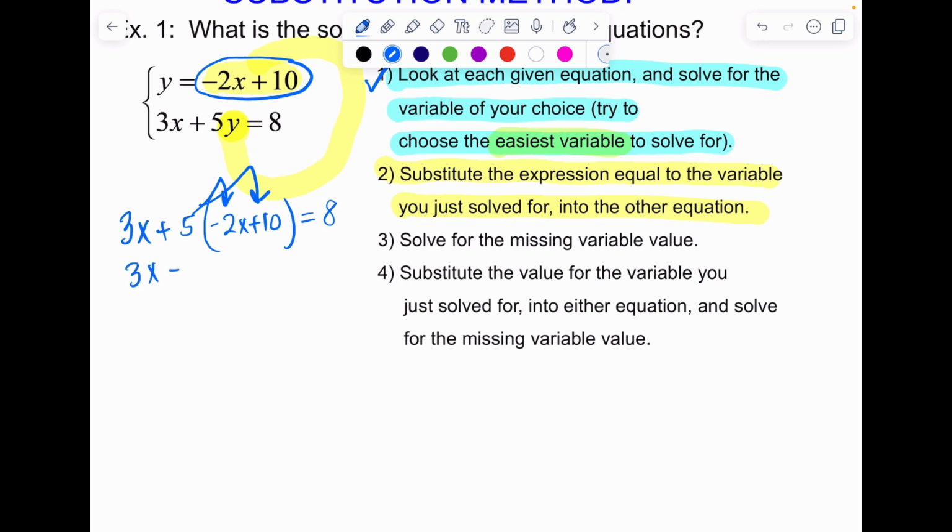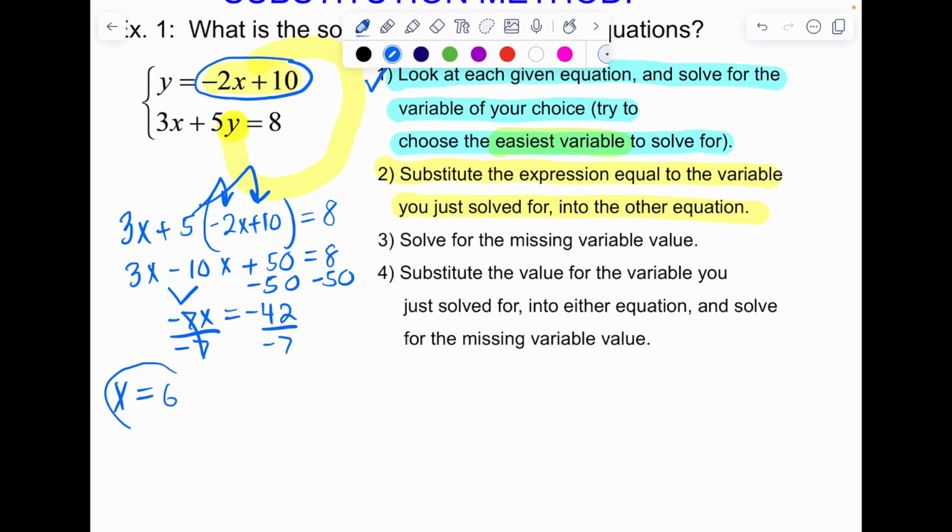So I have 3x minus 10x plus 50 equals 8. I'm going to combine like terms here and then subtract 50 to both sides. And then remember that I can cancel out multiplication with division. So I divide negative 7 to both sides and x equals 6. So that's step 3. Go ahead and solve for the missing variable.